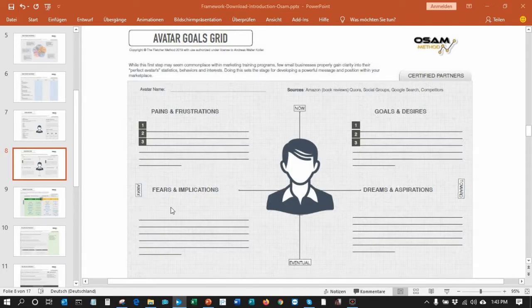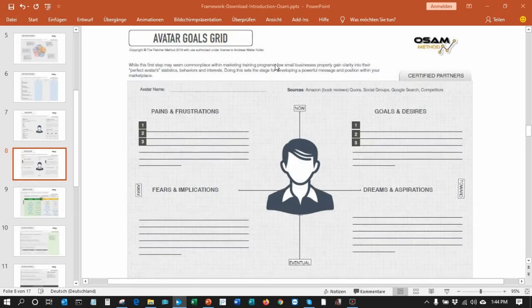We are moving on to the Avatar Goals Grid. This is the third framework in our free series of marketing foundational frameworks. And I congratulate you that you made it up to here. It seems you are serious, and I can promise you it gets more and more exciting when we move on, as you will see more and more why we go that way.